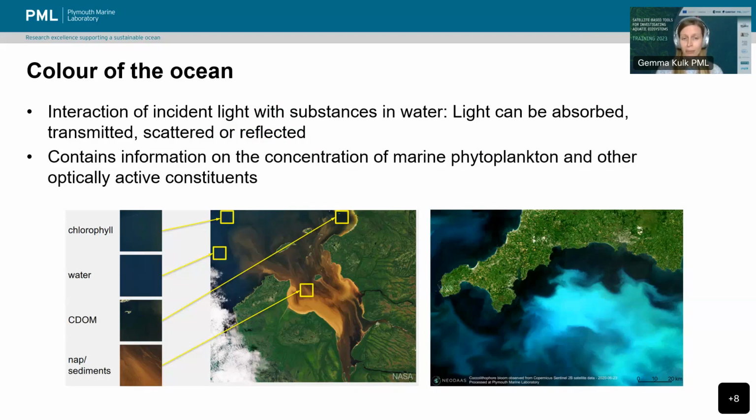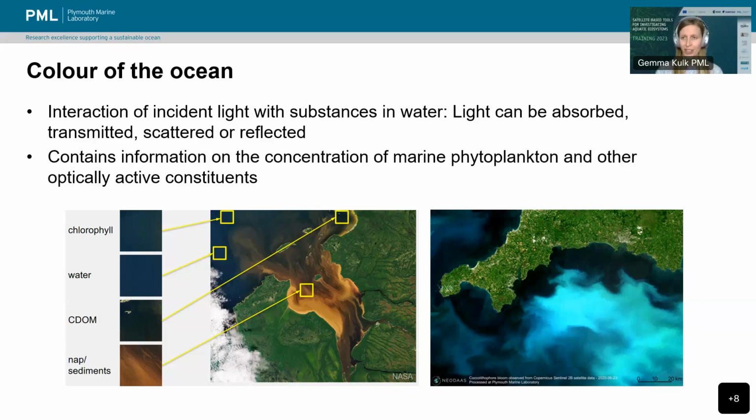And the information contained in ocean color does not only include the concentration of phytoplankton, but also other so-called optically active constituents. So in this image, which I think has been shown on this course before, we see chlorophyll, which is an indicator of phytoplankton biomass. So we see water, color dissolved organic matter, and sediments. And all these substances in the water have different colors that we can observe.